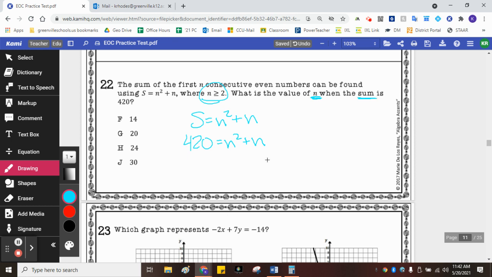So it's a quadratic equation. We can solve by quadratic formula, by factoring, or by graphing. And I didn't teach you completing the square, so we're not solving that way. To solve this by graphing, you just have to set it equal to 0. So 0 equals n squared plus n minus 420. And then graph that.